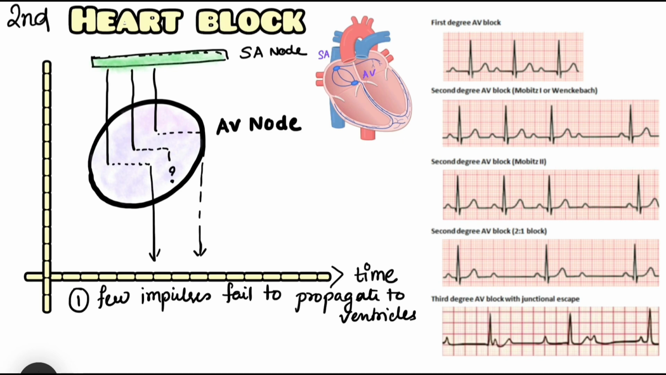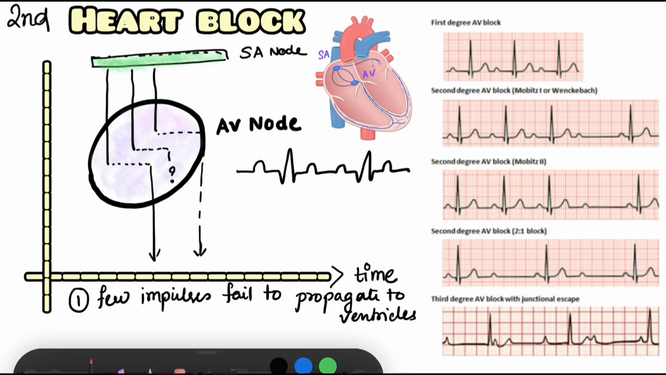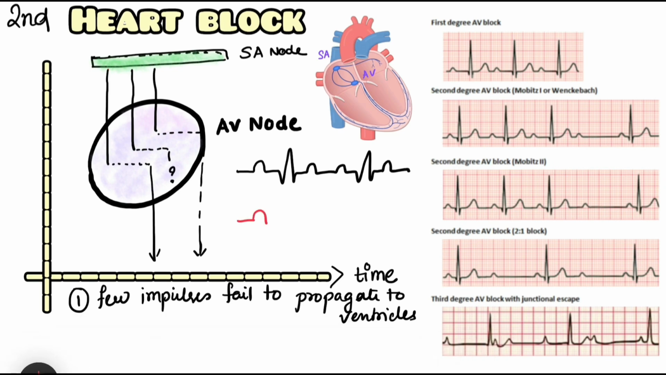Now, how will the ECG look if this happens? Suppose this is the normal ECG. But in this scenario, there will be one P wave, as in the case of the first impulse. Then there will be a QRS complex. But over here, the second impulse in the image doesn't get passed to the ventricle, so there won't be any QRS. Then there will be the third impulse, which gets a QRS. So there will be a missing QRS in between. This will be the presentation of a second degree heart block.